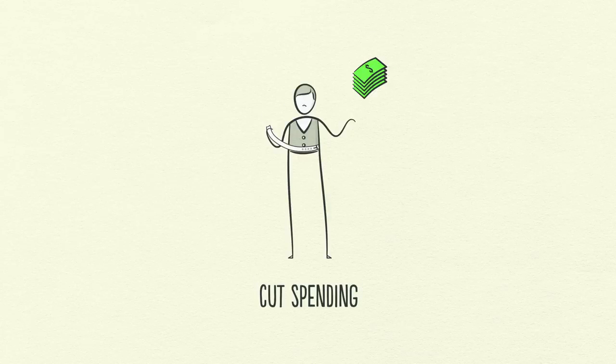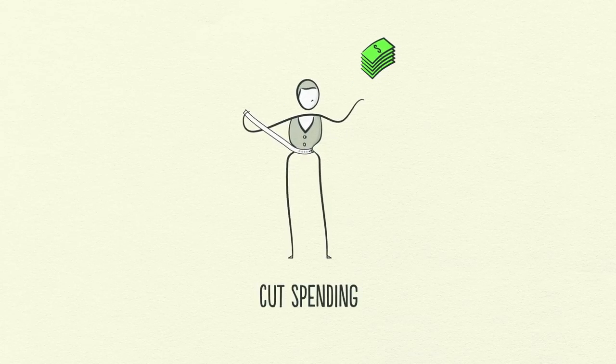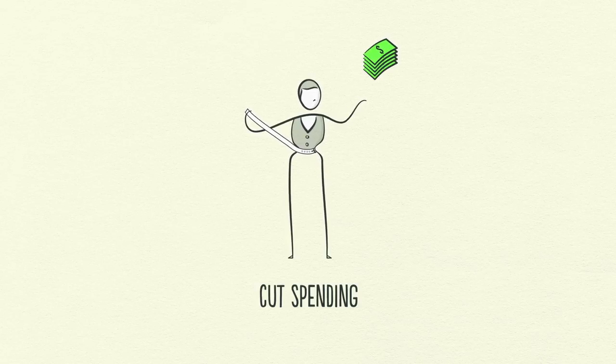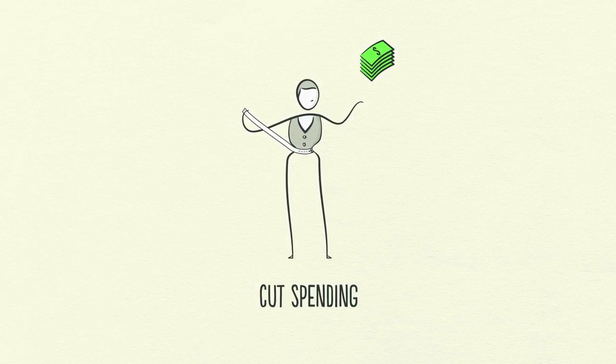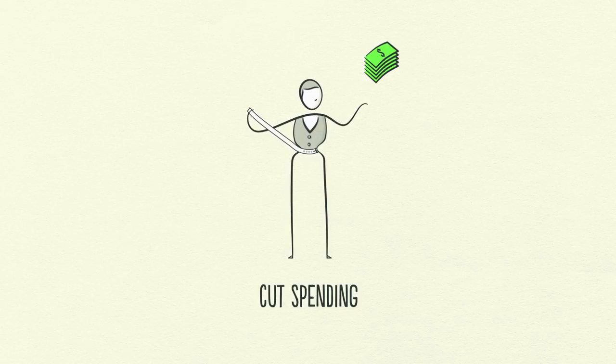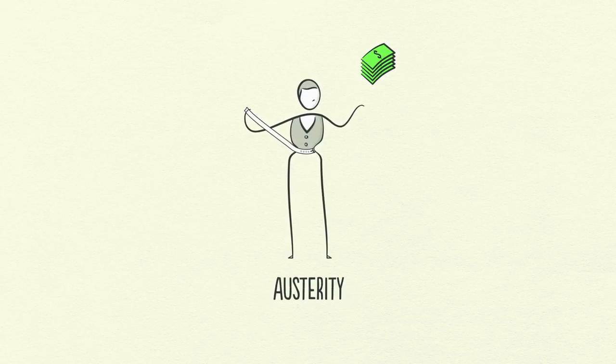Usually, spending is cut first. As we just saw, people, businesses, and even governments tighten their belts and cut their spending so that they can pay down their debt. This is often referred to as austerity.